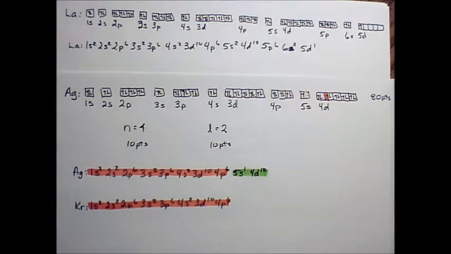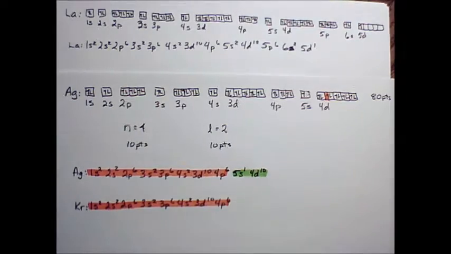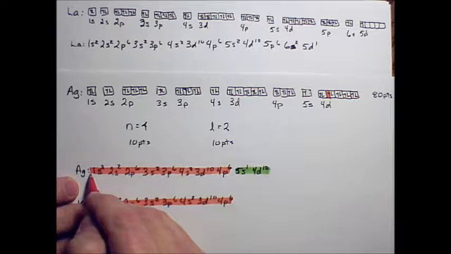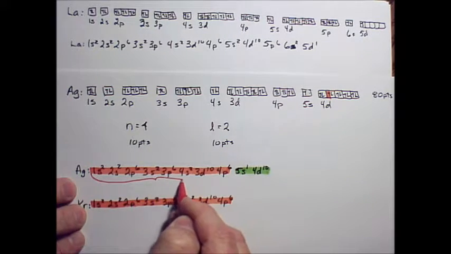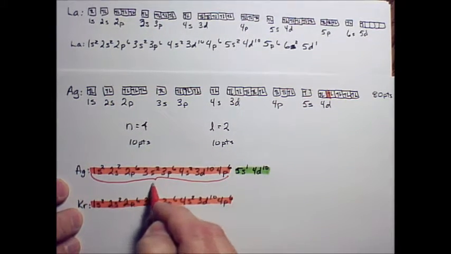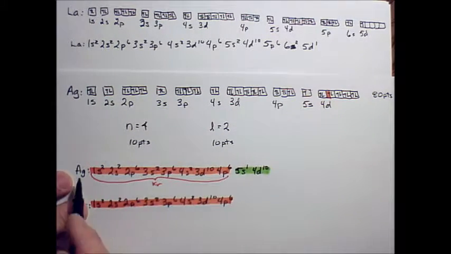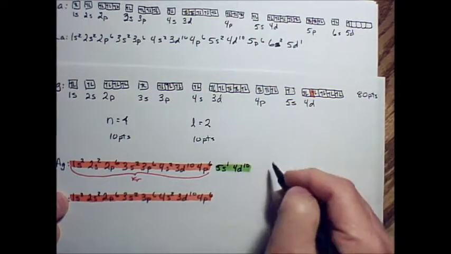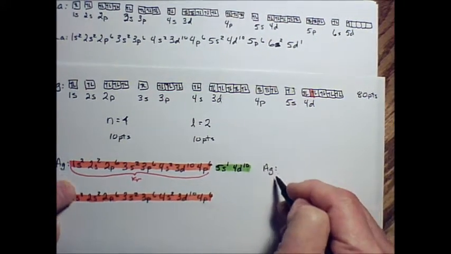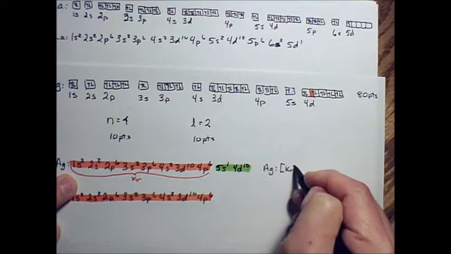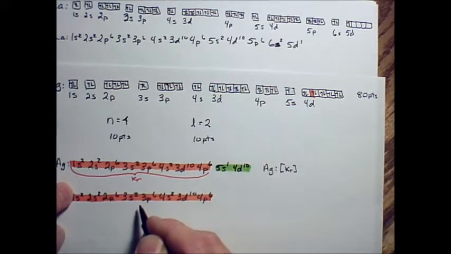So here's what we do in the sciences. Very often, we're going to have two different kinds of electron configurations. We're going to take this part right here and replace that part with the symbol for krypton. So instead of writing all of this, we're going to write it like this. Silver, the symbol, then the symbol for krypton in brackets. That has to be there. You can't just drop it out entirely.